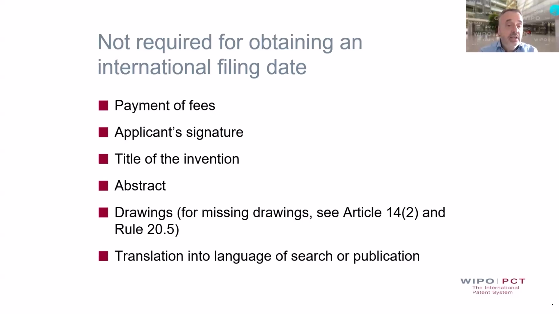What's also not absolutely needed is a translation into a language of search or publication. Now, those are more exceptional cases, but let's imagine, you probably all know that we have 10 publication languages in the PCT, and that searching authorities also do not work in all languages, but in specific languages. And so if you file an application in a language that is neither search or publication language, it's understandable that eventually you need to furnish a translation, but the PCT guarantees additional time for applicants in such cases to furnish an appropriate translation.